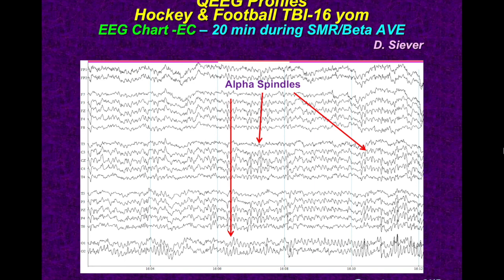This is entrainment, using an SMR beta blend with the lights, with the audiovisual stimulation, and we see that he's generating alpha all through the record now. See clusters of it here, clusters of it here. It's all over the place.